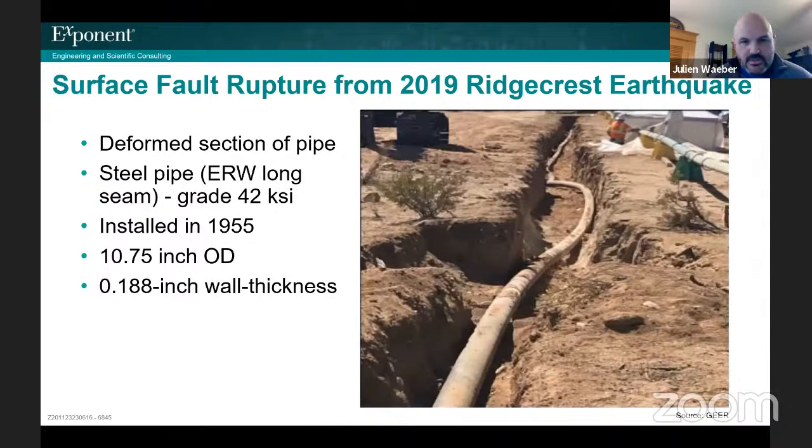Some sections of pipeline, as we see here, just deformed with movement. Oftentimes, in this case, they were steel pipes, and they had a long seam along them, and really quite high grade steel. They were relatively recently installed. They weren't too old pipes. And they had a fairly large, this is in inches, I apologize, but about 11 inches outside diameter with a moderate wall thickness. Now, I'm pointing these things out because this is what matters when you're looking at a pipeline. Specifically, the age matters, the diameter matters, what is it made of, and what is the wall thickness, because those all define its capacity to sustain deformation.